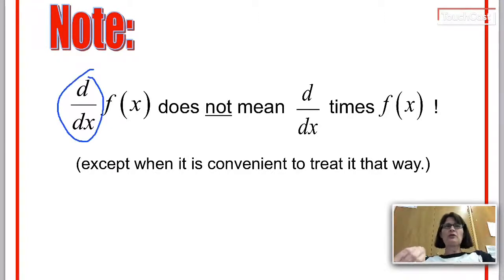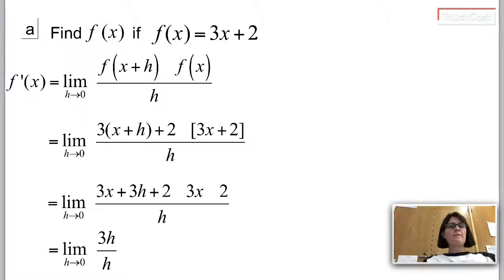It's not a name for a function, so it's not something that you could multiply by some other value. That means it's an operator. It means take the derivative of the thing that comes after. All right, so it's time to start to see if we recognize any patterns when we use that formal definition for the derivative. See if we can start to develop some shortcuts.